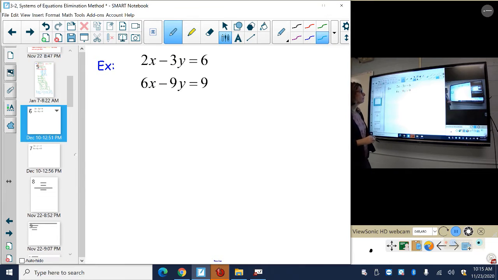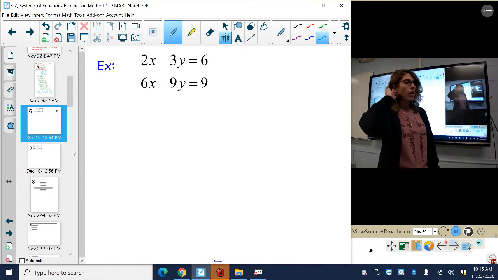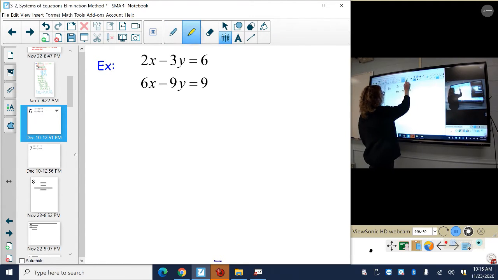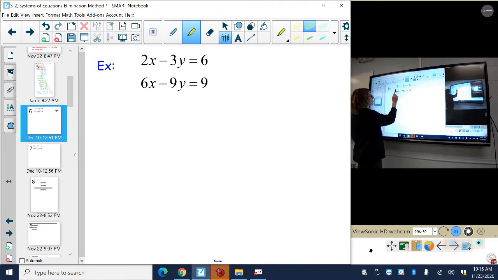Let's do that again. So very first thing, are my x's lined up? 2x over x, y over y, equals over equals, and 6 over 9. So yes, they are lined up. So the next thing I'm going to look at is which one's smaller. Are my 2 and 6 smaller than my 3 and my 9? So I'm going to choose to eliminate my x's.